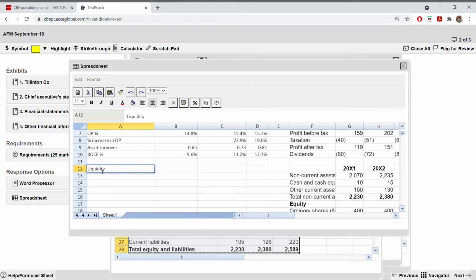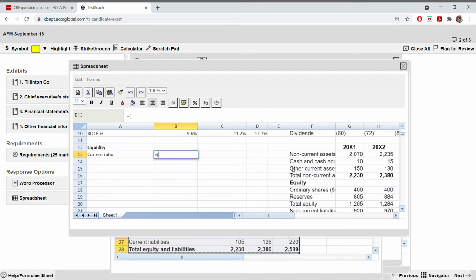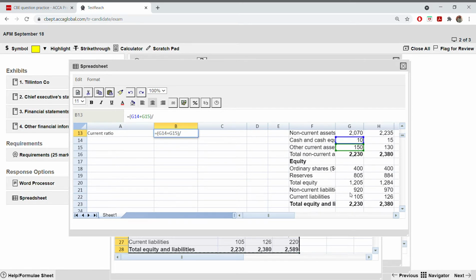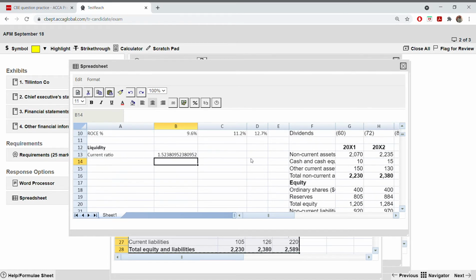Okay, so liquidity, I'm going to bold it out. Next, write the name of the ratio you are calculating. Current ratio. Current ratio is current assets over current liabilities. So equal to, go to this, current assets. Current assets will be this plus this, cash equivalent plus this, divided by current liabilities. So current liabilities is this. Enter. Make sure you drag it to the other cells and take it to two decimal places.